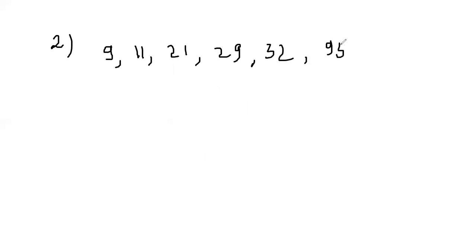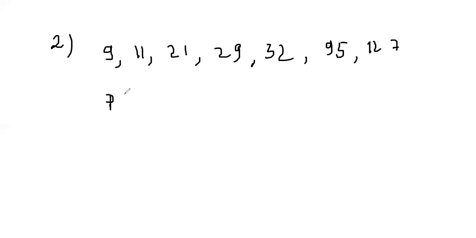Number 2 says that we are given a set of numbers: 9, 11, 21, 29, 32, 95, and 127. It's written here: how many of these numbers are prime numbers?